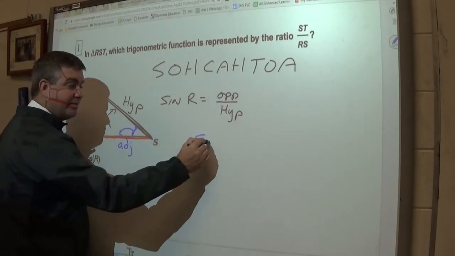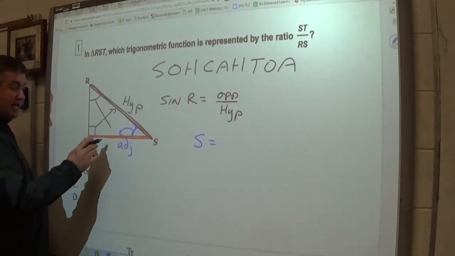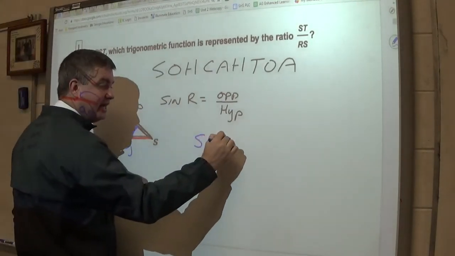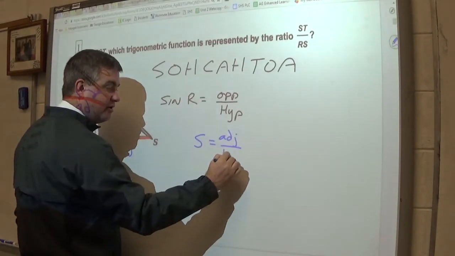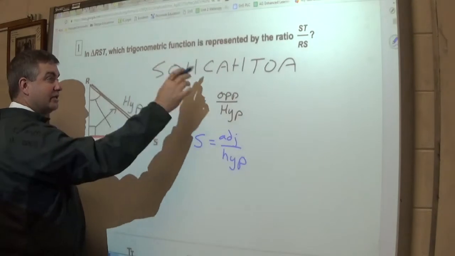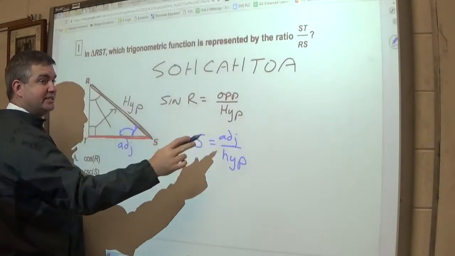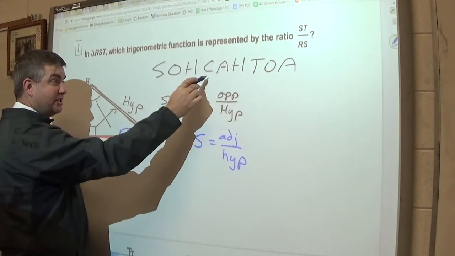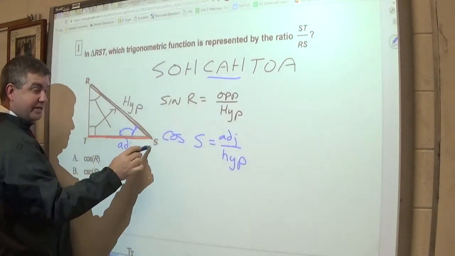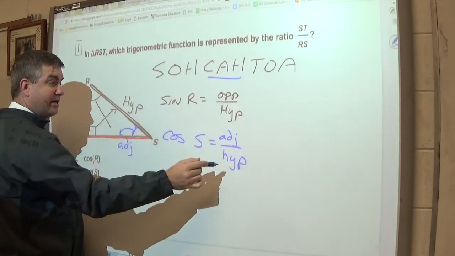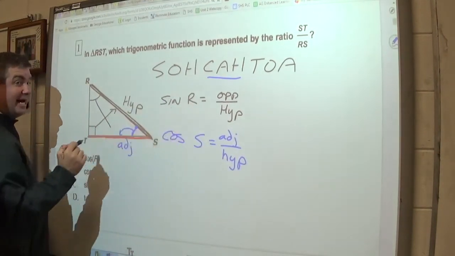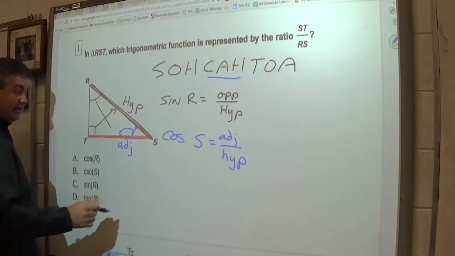So if I'm talking about angle S, and I'm talking about ST over RS, then that would be adjacent over hypotenuse, right? So which trig function, sine, cosine, or tangent, deals with adjacent over hypotenuse? And that is cosine, right here. So the cosine of angle S, here's angle S, is adjacent over hypotenuse. So I'm going to look at my answers now and see if there's one that says sine of angle R or cosine of angle S.